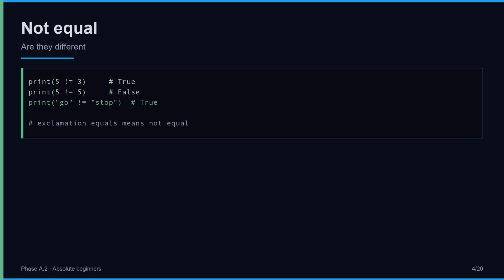The partner of equality is inequality. An exclamation mark followed by an equals sign asks, are these two values different? 5 not equals 3 is true, because they differ. 5 not equals 5 is false, because they are the same. The string go not equals stop is true. Read exclamation equals as is not equal, or is different from. Equality and inequality are a perfect pair. One asks are they the same, the other asks are they different, and exactly one is always true.